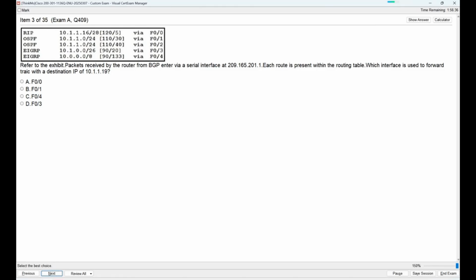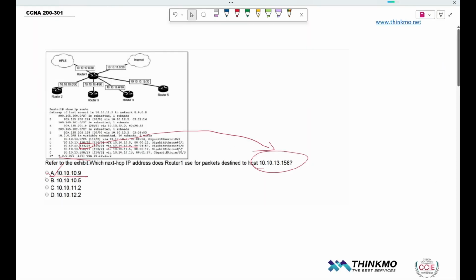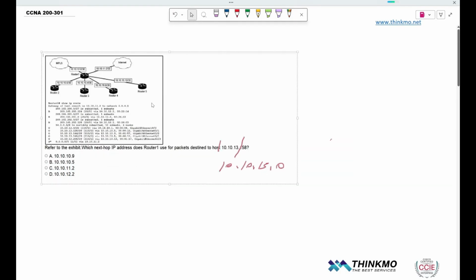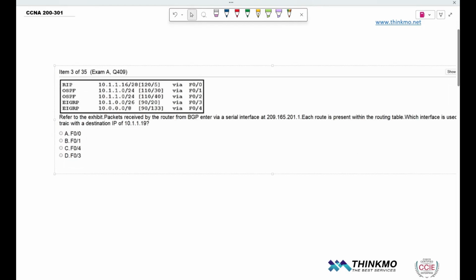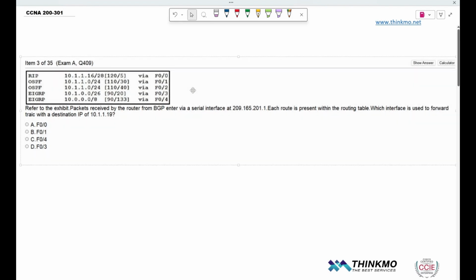Alright, now that we've gone through the previous two questions, it's time to focus on the third question on our list. Let's proceed with question number 3. As for question 3, it asks us, well, a data packet is received from a BGP link, on a serial interface actually. You don't need to pay attention to all these descriptions.